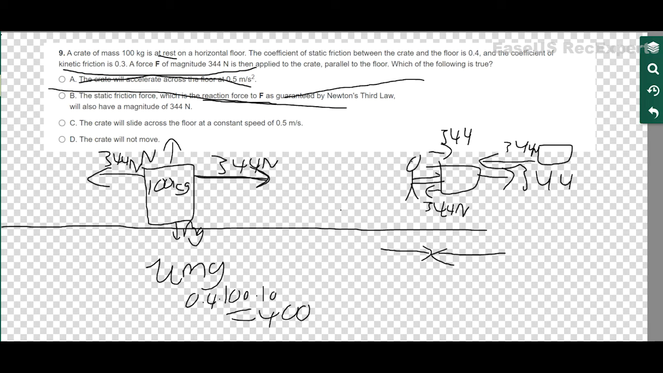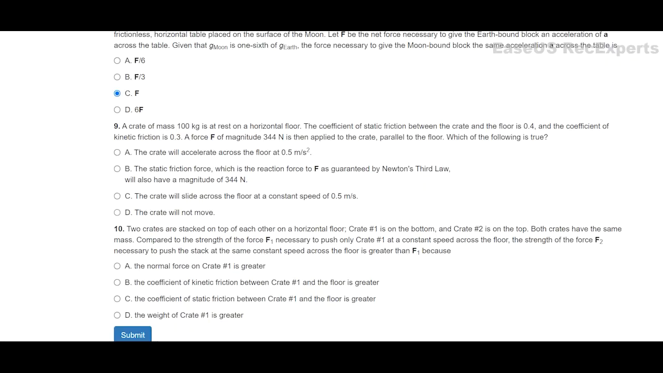So we can cross out B. And you see, the crate will slide across the floor at a constant speed of 0.5. No, you have not broken the static friction barrier. Now, if this was kinetic friction and the kinetic friction force was equal to that, then that would be correct, but we are still in static friction. So it is not moving at all. We are in static equilibrium. Now the crate will not move. We did conclude that to be correct, so D is our answer.